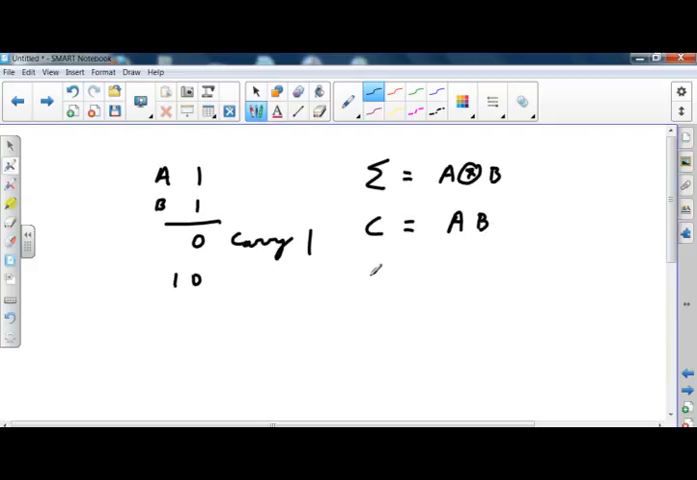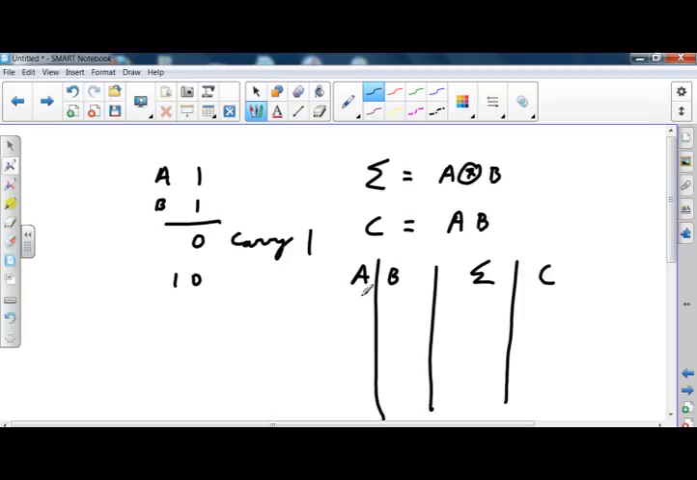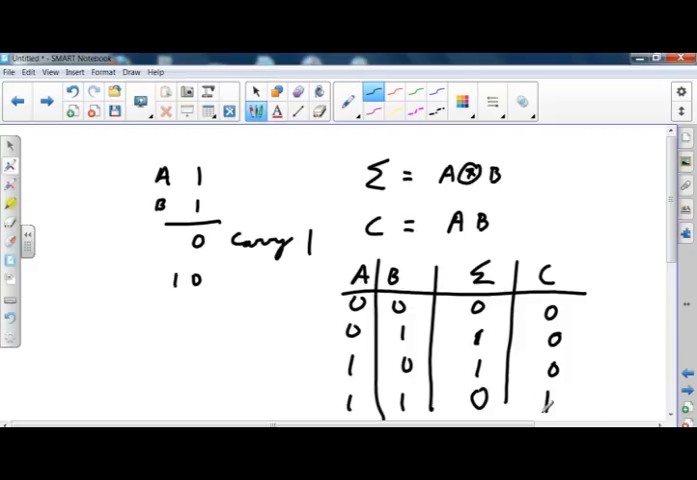So I got a truth table. I got A, B, I got the sum, and I got the carry. 0, 0, I got a 0 on the sum, I got a 0 on the carry. 0, 1, got a 1 on the sum, 0 on the carry. 1, 0, 1 on the sum, 0 on the carry. 1, 1, I get a 0 on the sum and a 1 on the carry. And we call this thing a half adder. Why would it be a half adder? H-A-L-F. Half adder. We call it a half adder because there's no carry in.